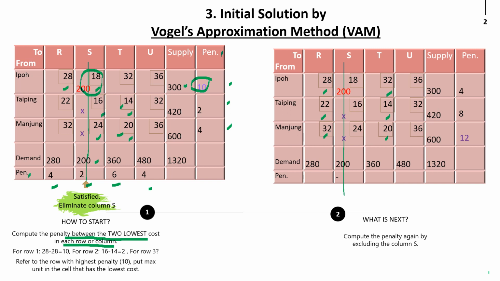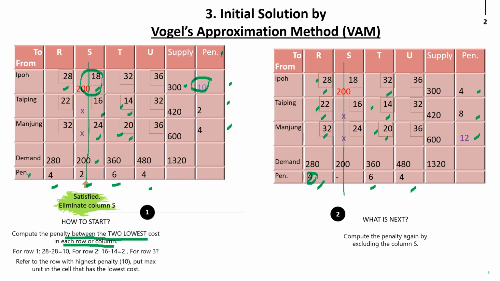And we do the same again for column R. We find the difference between 28 and 22. Oh, sorry, here should be 6. 28 minus 22 should be 6, not 4. A mistake. And for column S, we should ignore column S and move to the next column, column T. 6 here is obtained from 20 minus 14. And for column U, 32 minus 36 equals 4. If you observe here, the penalty here is 4, 8, 12, and should be 6 here, 6 and 4.